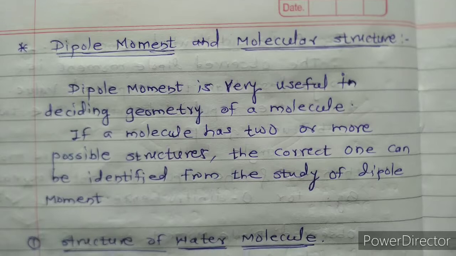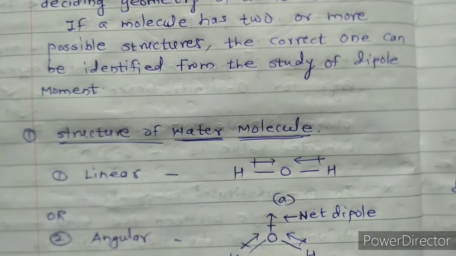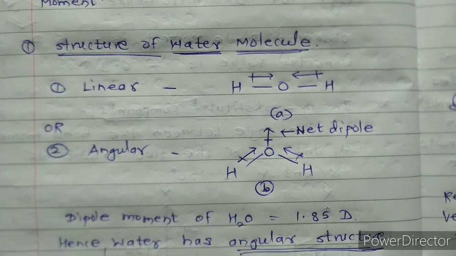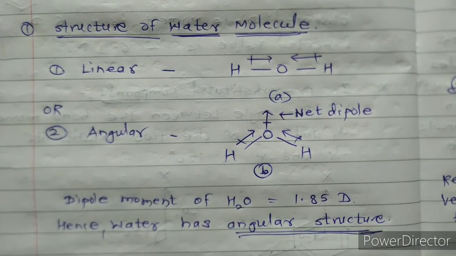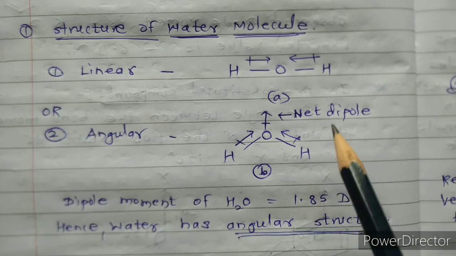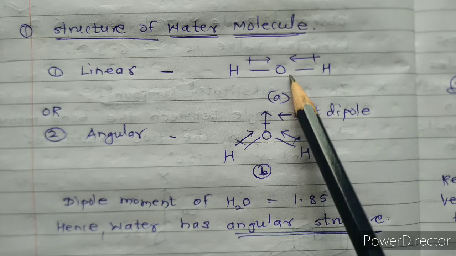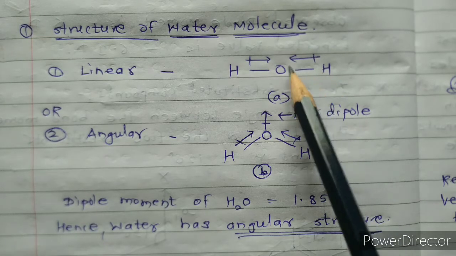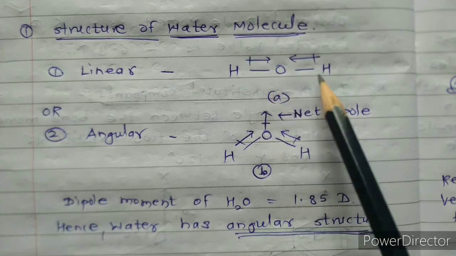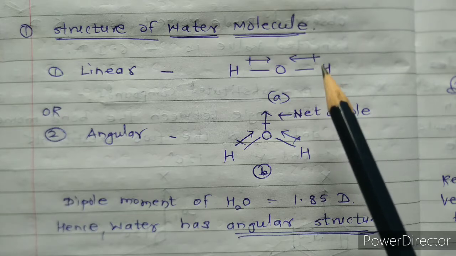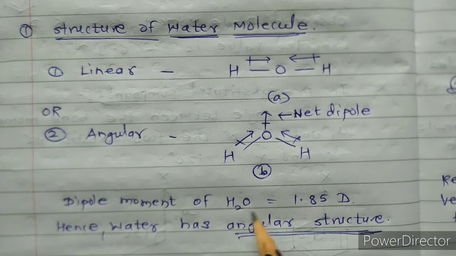For example, the structure of the water molecule. The water molecule has two possible structures, linear and angular. But when we draw the linear structure of the water molecule, the bond moments of the oxygen-hydrogen bonds cancel each other and the net dipole moment is 0. But water has some dipole moment. The dipole moment value of water is 1.85 Debye.